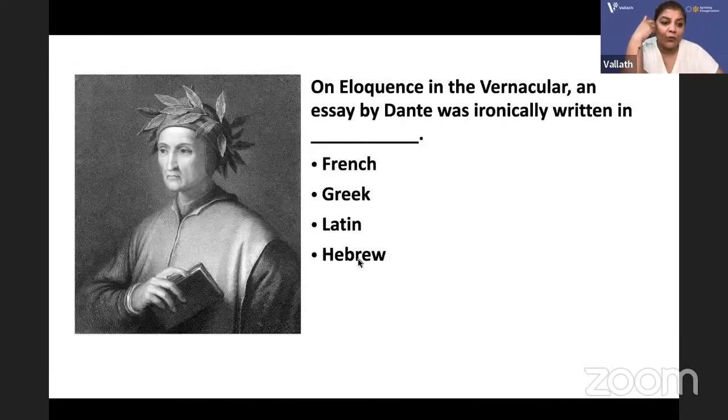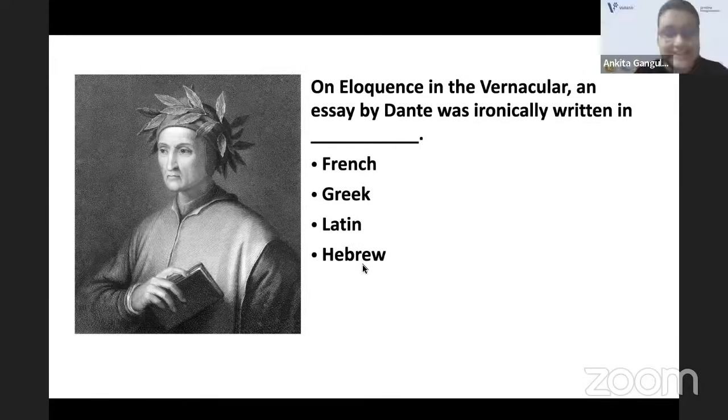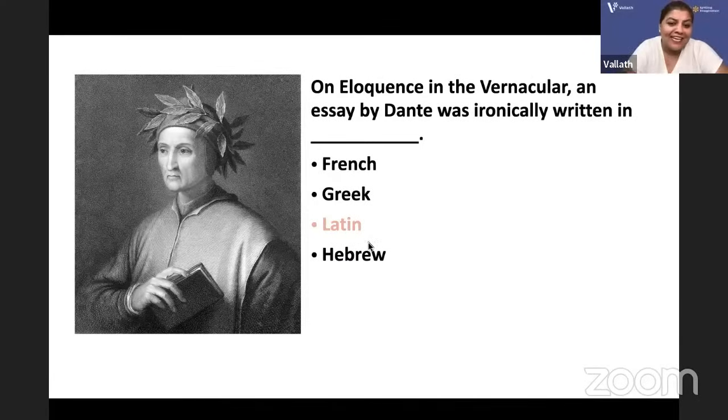Okay. On Eloquence in the Vernacular is an essay written by Dante. This man with laurels on his head, Dante. It was ironically written in which language? He is saying we should write in the spoken language. Vernacular means spoken language. He's saying we should write in the spoken language, and he's ironically writing it in which language? You two are saying Latin. Is it correct, Ankita? Yes, it's Latin. Ironically written in Latin. Very good.